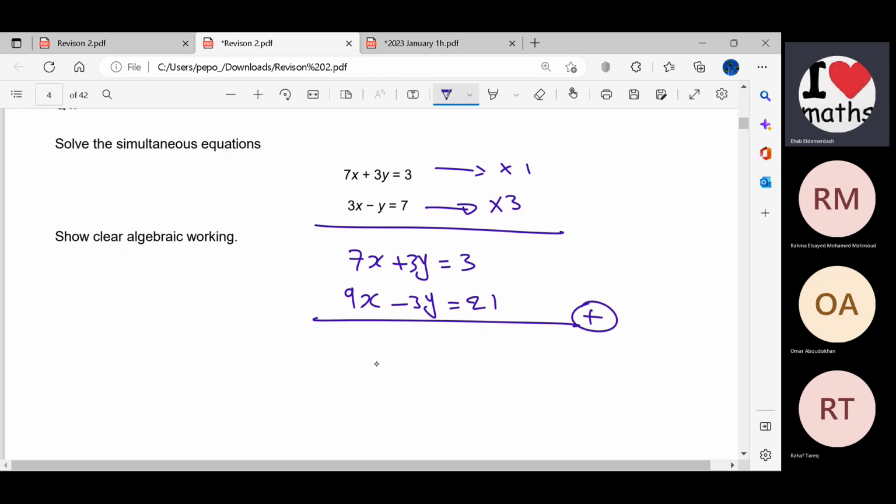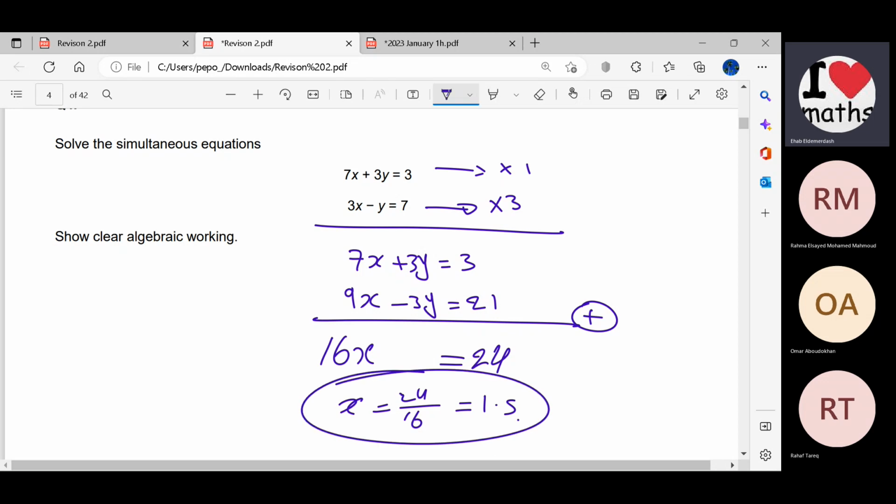I don't know. Once they are adding, 7x plus 9x should be 16x, but they wrote 2x. Another group, after we get 16x equal 24, x is equal to 24 over 16, which is 1.5. I divide by 8, so I get the value of x is equal to 1.5.